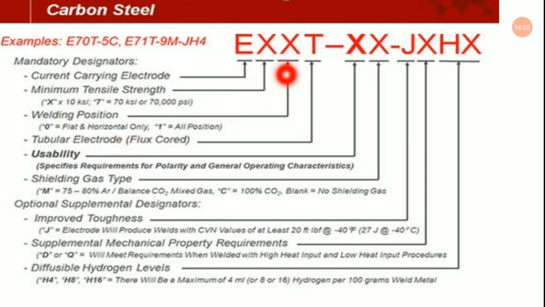And this letter will give you the welding position actually. So 0 is for flat and horizontal only, and 1 is the most versatile one, that is it can weld in all positions.